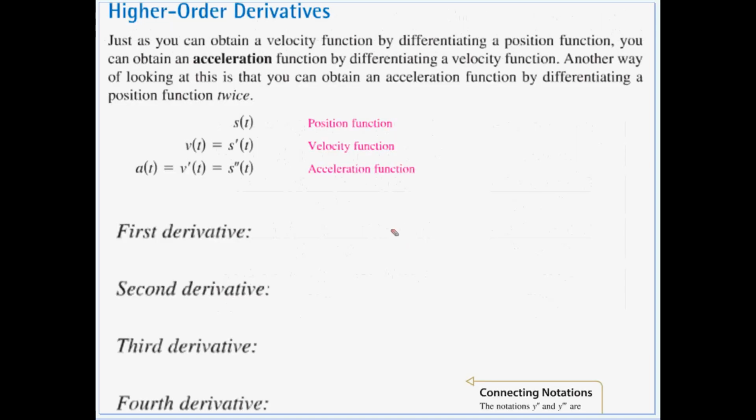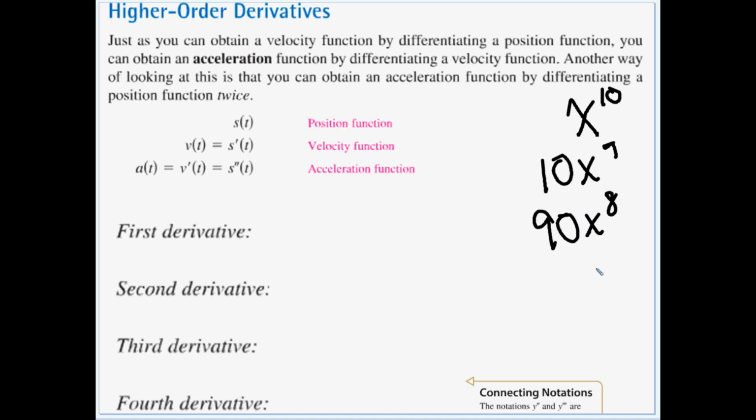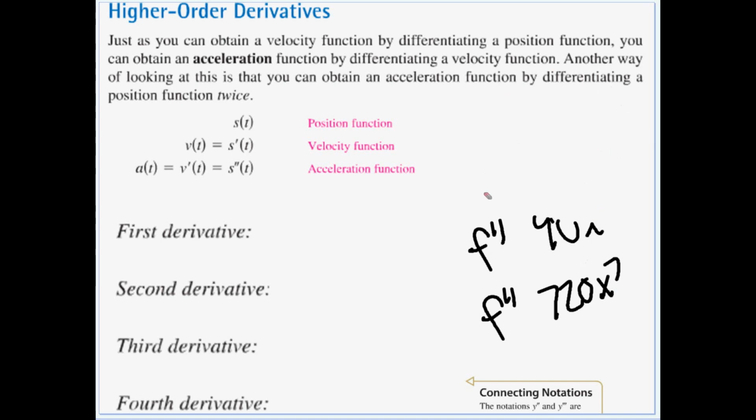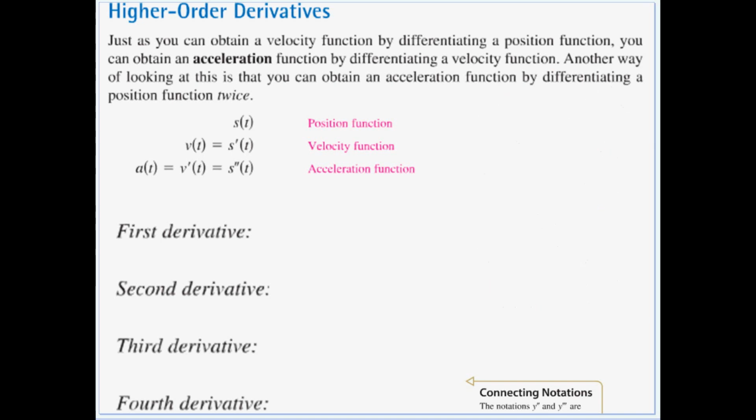All right, higher order derivatives. You just keep deriving. If you have, say, x to the 10th, the first derivative would be 10x to the 9th. Derive it again, 90x to one power lower. Here's our original function f, there's your first derivative, second derivative. Your third derivative would be 720x to the 7th. And you can just keep going. Eventually, you might wind up at 0, but we can do lots of derivatives.